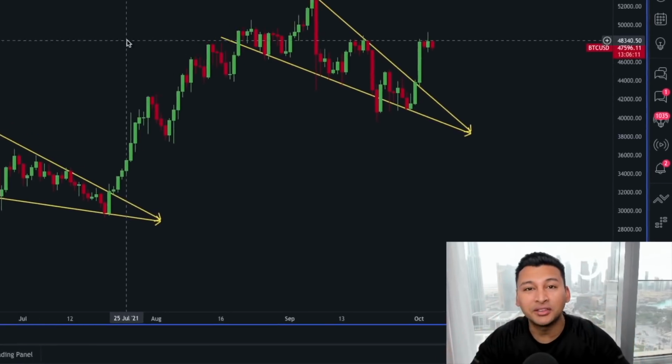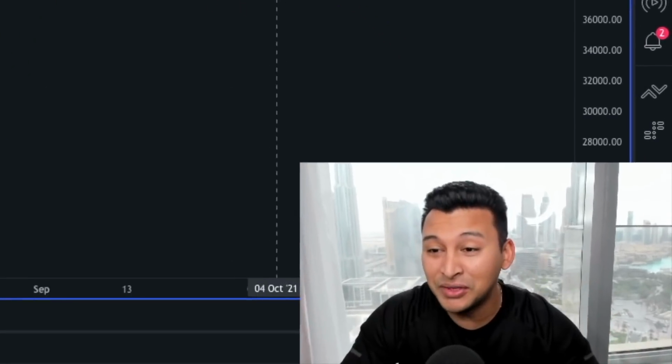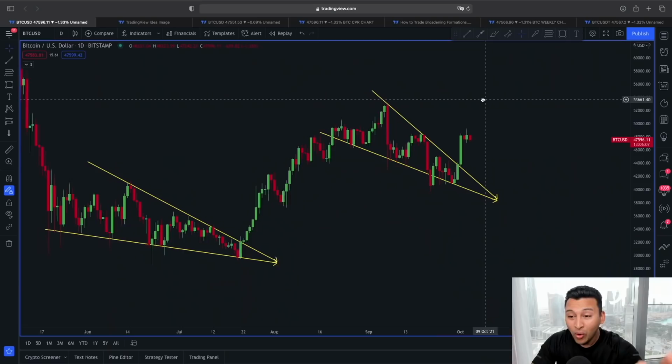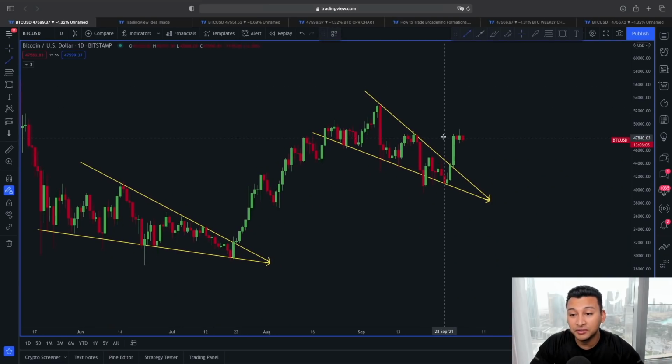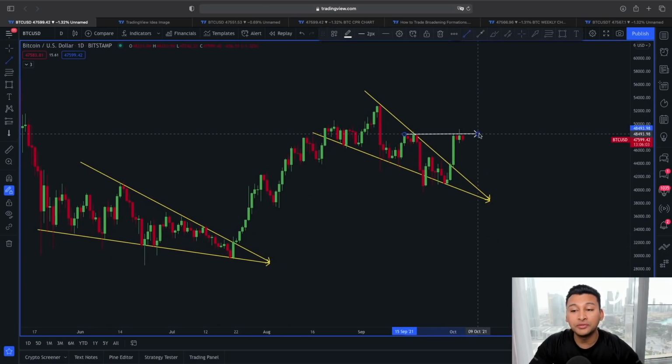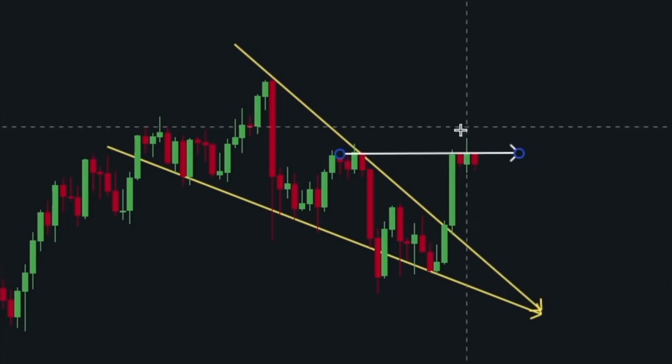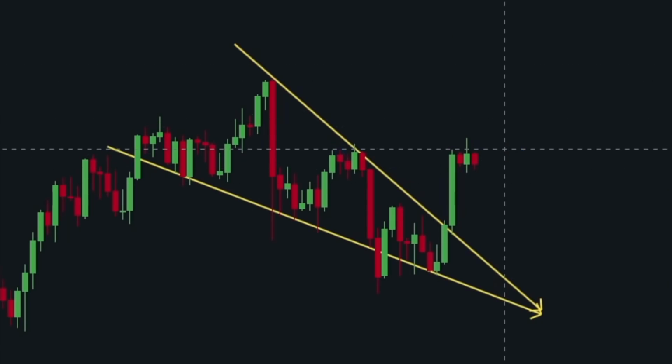Since the price of Bitcoin right now is flashing a very interesting scenario, as you can see, we broke out of this resistance that we talked about in yesterday's video. That was around 48,500, 48,600. But you can see, unfortunately, the price was not able to find support above that price level.